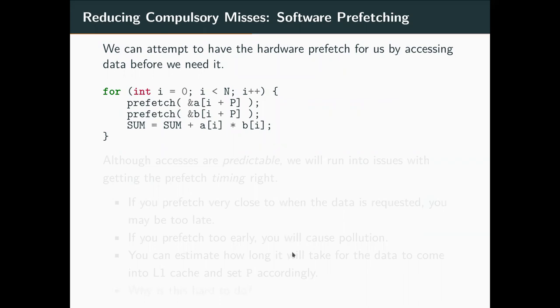So let's move on to reducing compulsory misses via software prefetching. So this is another prefetching strategy. Let's just say that we have some code. We're doing a sum where we have two arrays, we're multiplying them together and adding to the sum. We can attempt to make the hardware prefetch data for us. So let's just say that we have some function which just goes and accesses A and B at our current index plus some offset P. Why do we want to do this? Well, eventually we'll get down here and we'll actually use that stuff that we just prefetched.